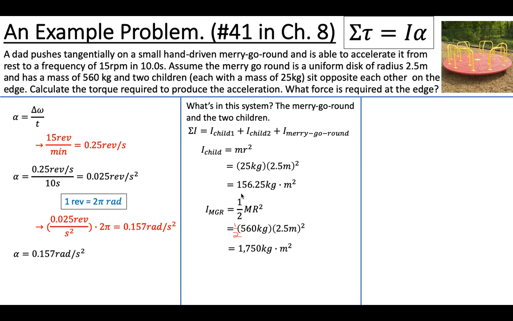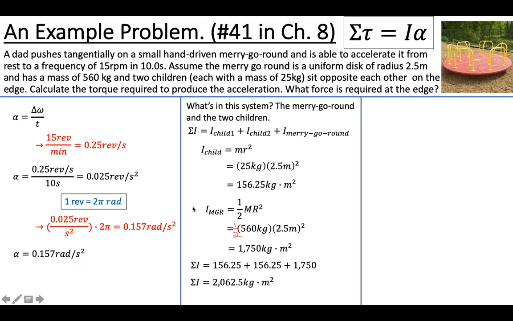Okay, so now we've got the moment of inertia for the children. We've got the moment of inertia for the merry-go-round. All we have to do is add those up. 156 for the first child, 156 for the second child, plus 1,750 for the merry-go-round. What does all that add up to? That all adds up to 2,062.5 kilogram meters squared. Okay, so we've got our I. We finally got our I.